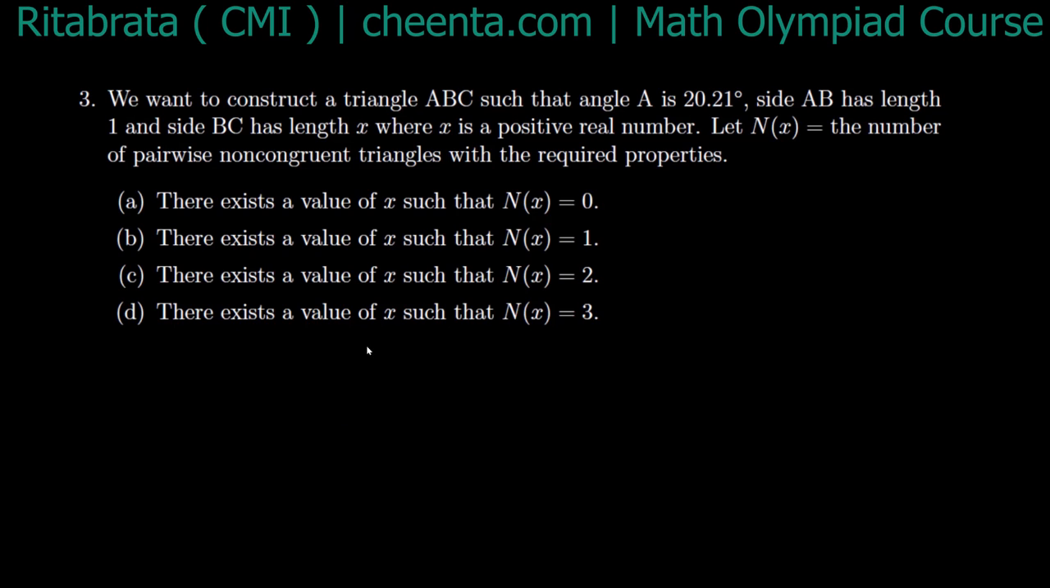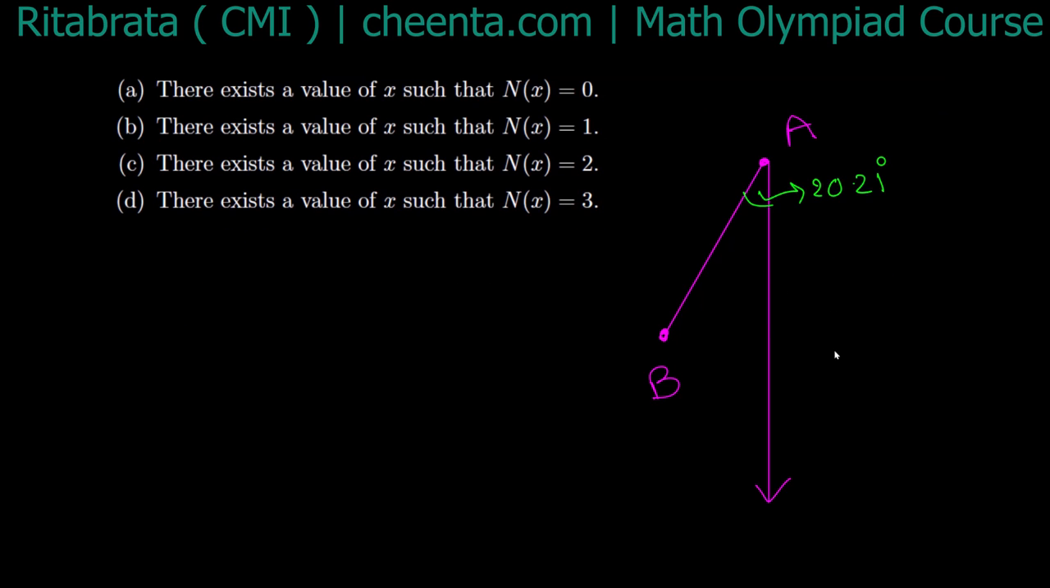So let's see the diagram. Somehow I have a point A and I have point B, and AB is of length 1. Now as angle A is always 20.21 degrees, C should lie on a ray, and that ray makes angle 20.21 degrees with the side AB. This angle is 20.21 degrees. C should lie on this ray.